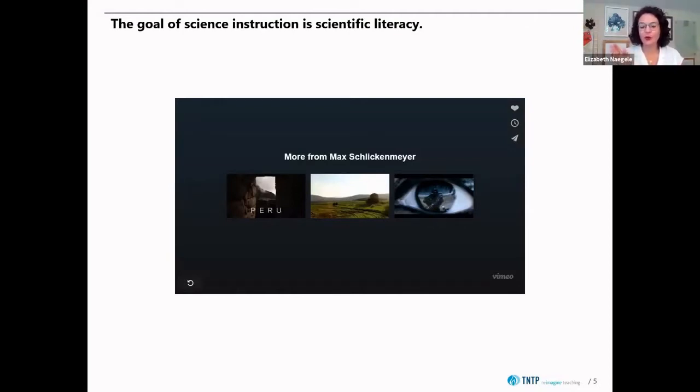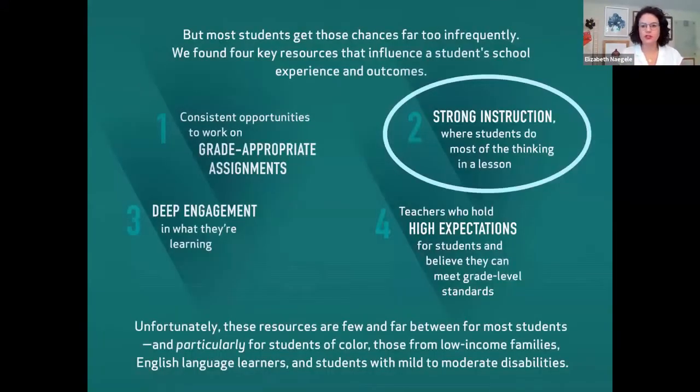And so if we know that the goal is not the memorization of facts or even just the repetition of facts, but the goal of scientific literacy, that has implications for how we think about the way that we teach science in our classrooms. So to create scientifically literate communities, students, when they're children, need to have access to all of these 4 key resources in their STEM classrooms.